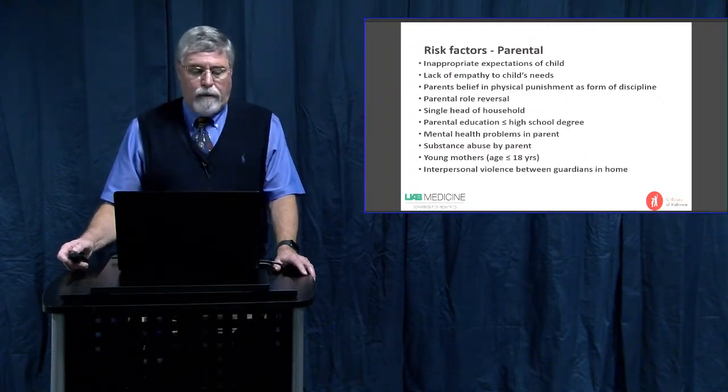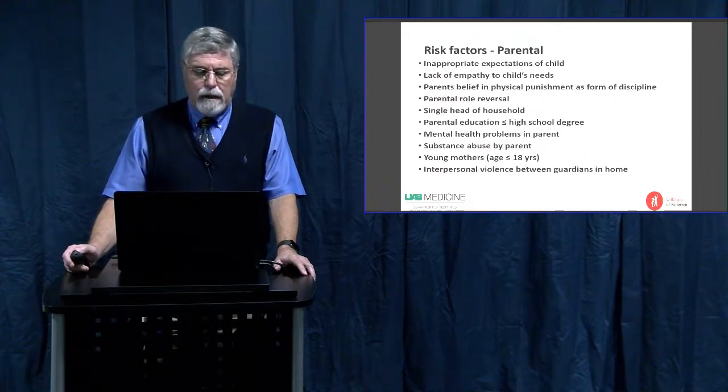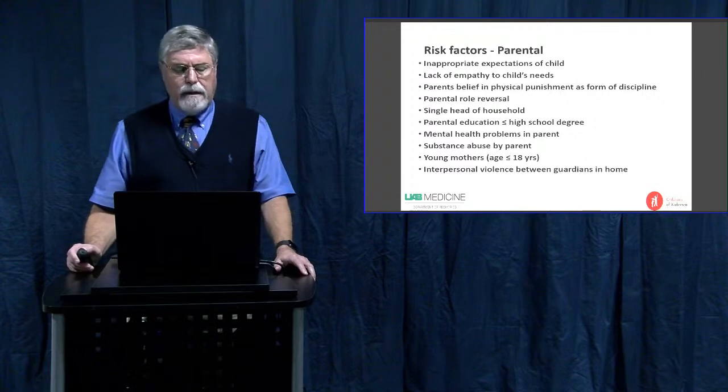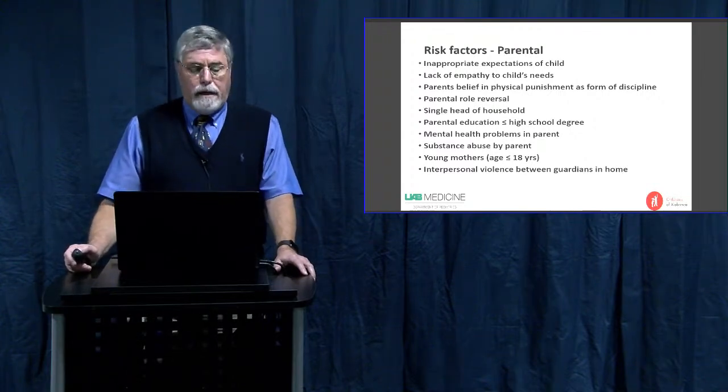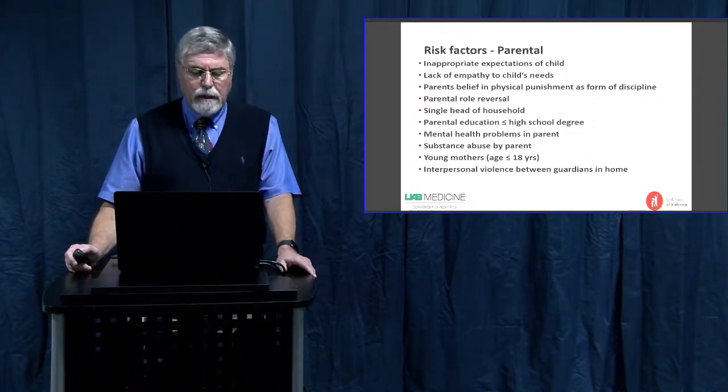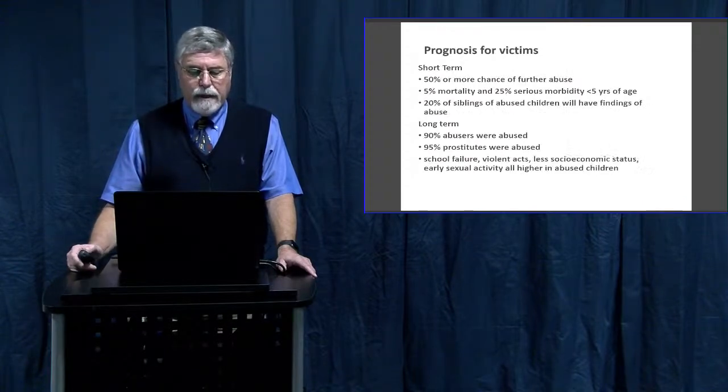A big one for physical abuse, particularly past the year of age, is the use of corporal punishment as a form of discipline. And then single heads of households, low education, mental health problems, substance abuse, and then interpersonal violence in the home. Domestic violence is a big risk factor.